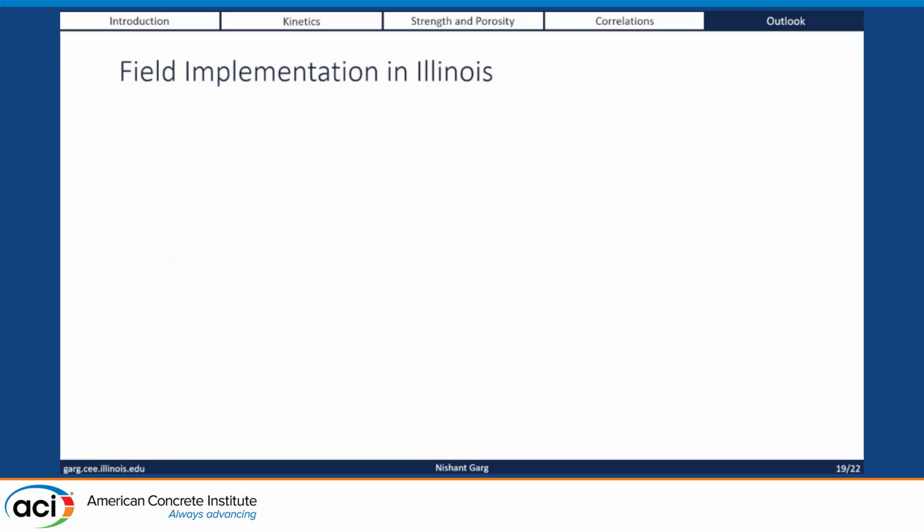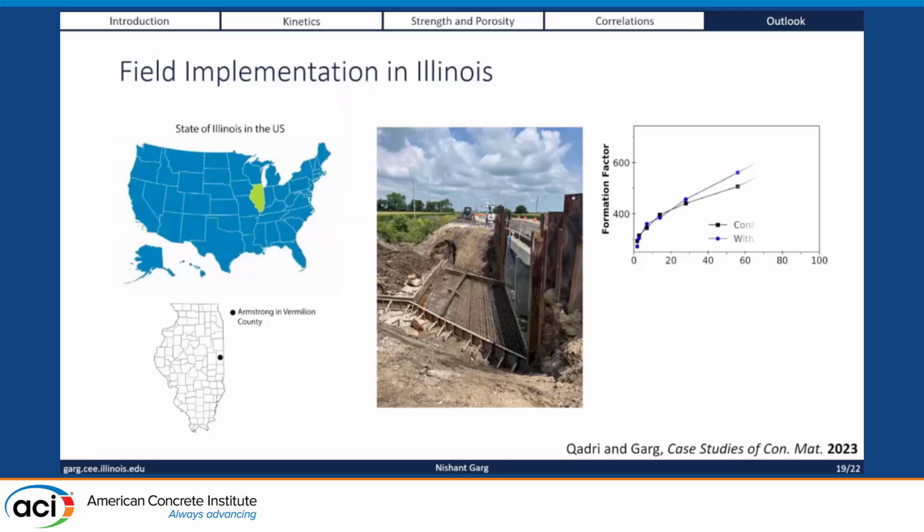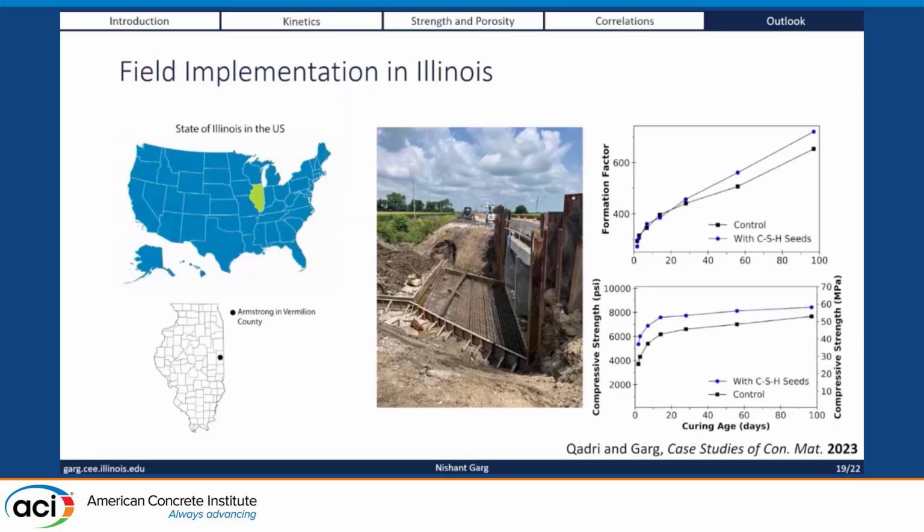Okay. Talking about the field implementation, we put this in Armstrong in Vermilion County. We picked this project. Again, the DOT was very interested to try this, and we find again with the CSH seeds, they were able to get this kind of bump in the strength, and I think this is really important. When you have this kind of a bump, even though it's on the order of 15 to 20%, it can help with early opening of the pavement.